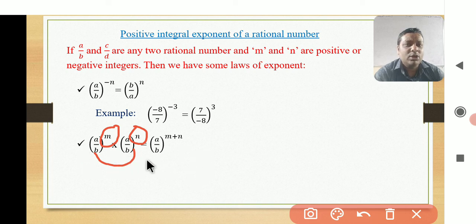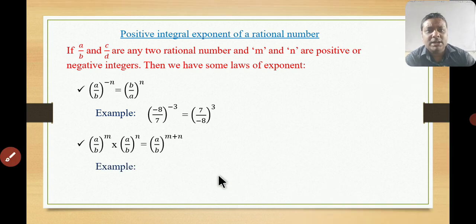If there are 3 or more terms, in that case also, for all the same bases we will write a single base, and we will add all the exponents, m plus n, like this. Okay, so I hope that you all have understood, students. Now let's see one example related to this.